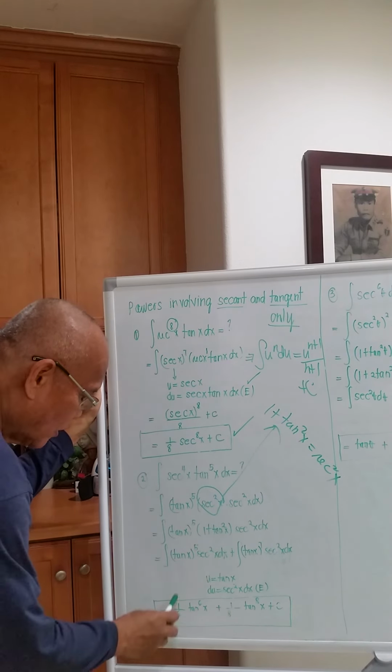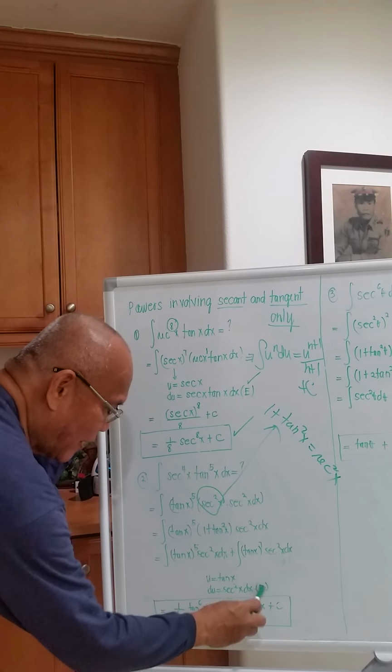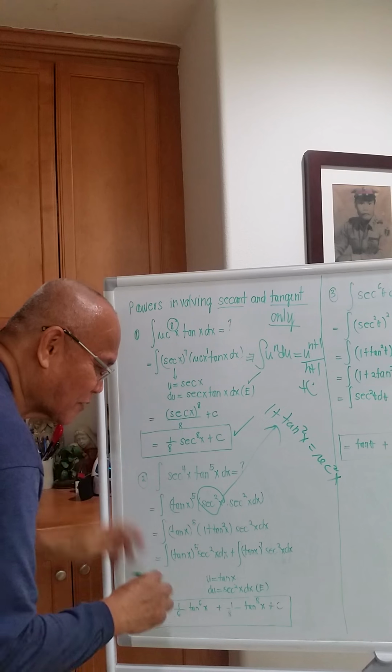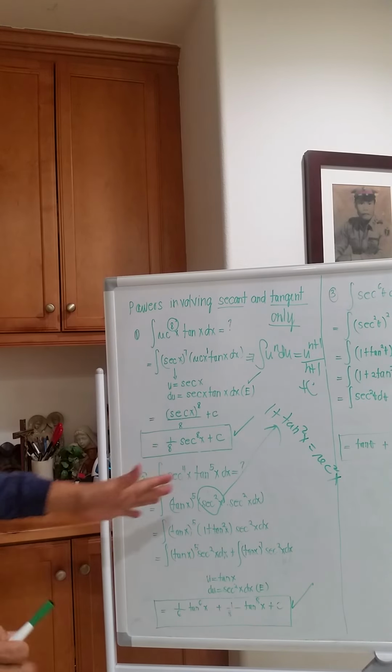Final answer, 1/6 tangent to the 6 plus 1/8 tangent to the 8 of x plus c. That's the final answer. Simple, if you know your identities.